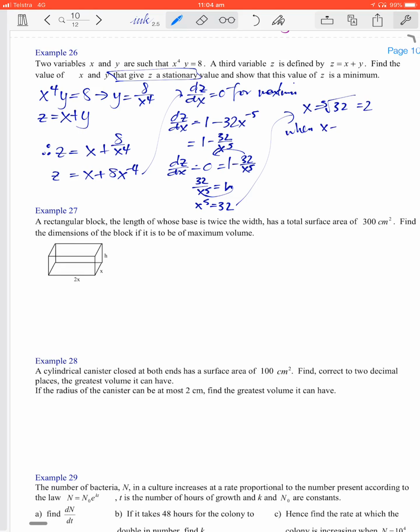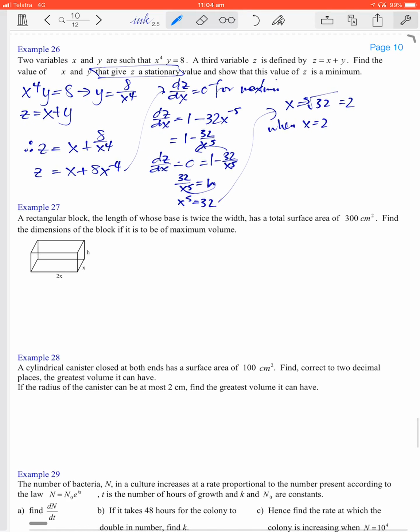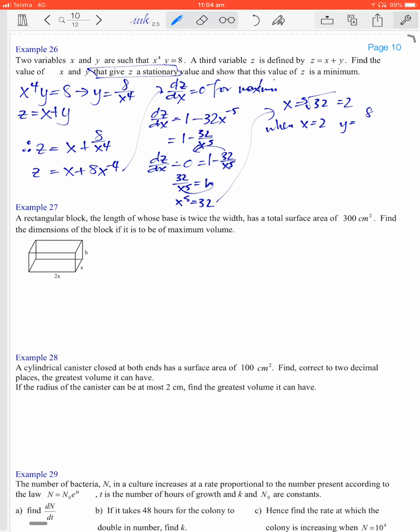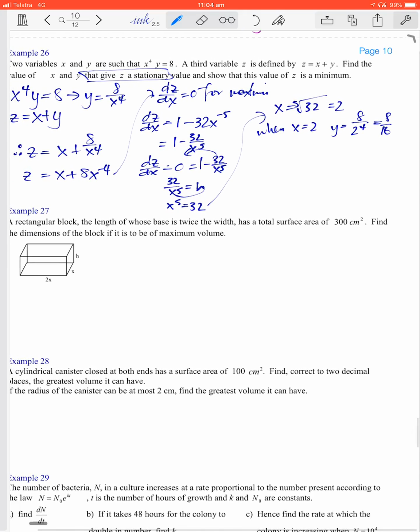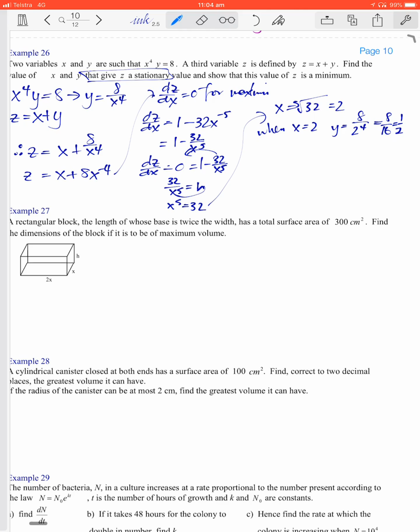When x equals 2, we know that y is equal to 8 on 2 to the 4. 2 to the 4 is 16, so I get 8 on 16, which is 1/2. So when x equals 2, y equals 1/2. That gives us our stationary point. We want to prove that it is a minimum.